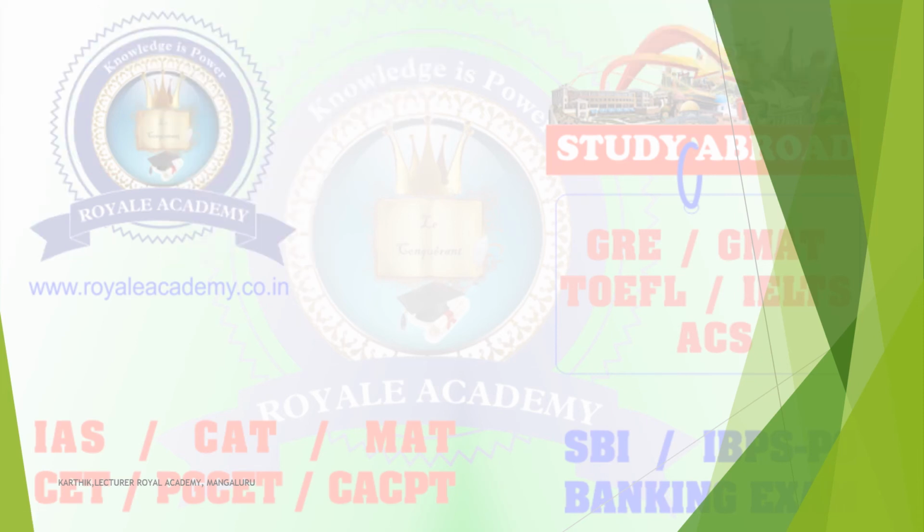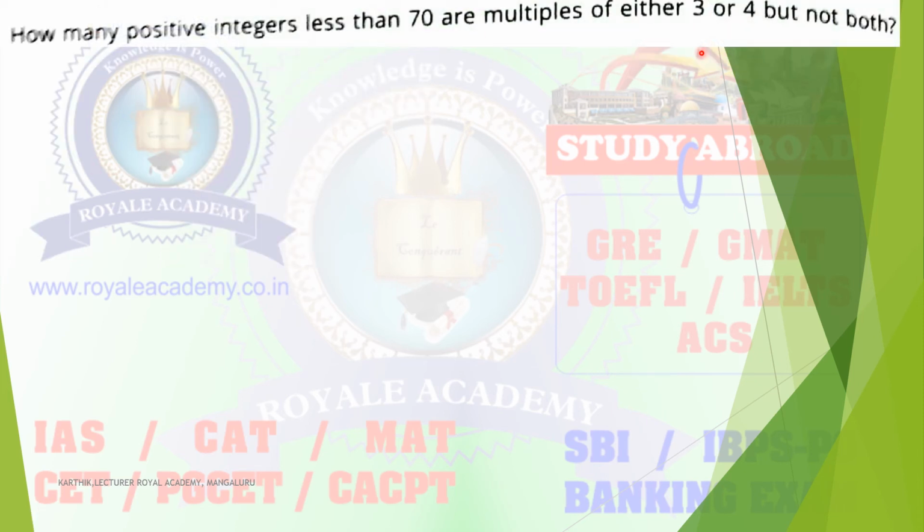Option C is correct. Next: how many positive integers less than 70 are multiples of either 3 or 4 but not both? Either 3 or 4. How many integers are there less than 70 that are multiples of 3 or 4, but not both? So how to determine this one?